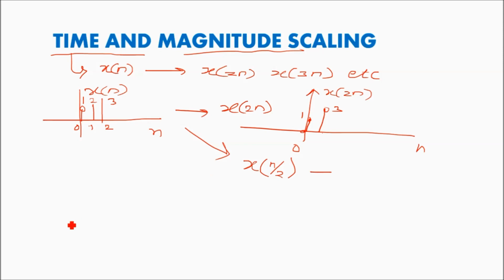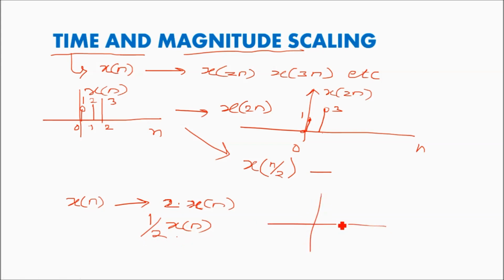Similarly, in case of magnitude, if x of n is any signal, the magnitude can be increased by multiplying by a factor, for example 2 into x of n. So it will increase the magnitude. If x of n is multiplied by 1 by 2 or 0.5, it will decrease the magnitude. If the magnitude at a place is 2 and it is multiplied by 2, then the value at this location will become 4. So this is magnitude scaling.